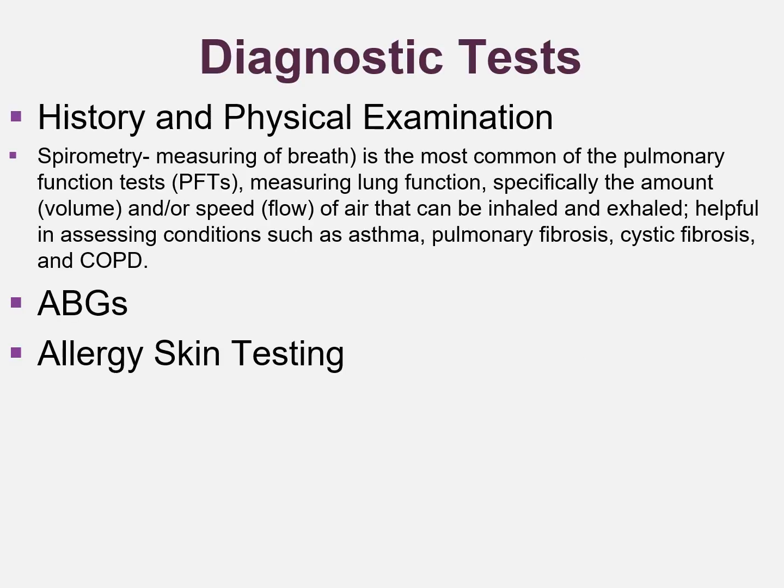We are going to get a full history and physical on these patients. We're going to use something called spirometry, which is the most common of the pulmonary function tests, to measure lung function, especially the amount, the volume, and or speed flow of air that can be inhaled and exhaled. This is helpful in assessing conditions such as asthma and some other issues like pulmonary fibrosis, cystic fibrosis, and COPD. We're also going to check their ABGs and possibly do some allergy skin testing.